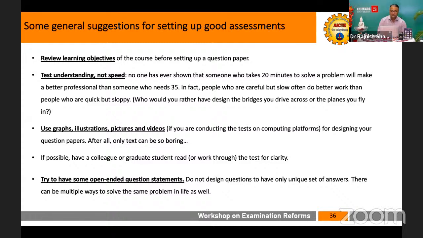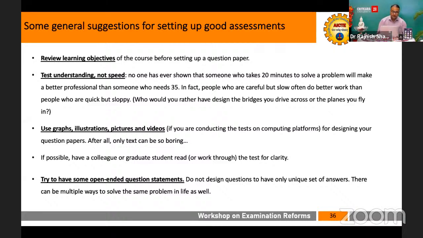Review learning objectives of the course before setting up a question paper. This suggestion was discussed in more detail in the beginning of the session also, that every course must have course learning outcomes. In the same way, every assessment should be aligned with the course learning outcomes. Very, very important. So instead of setting some random questions in the question paper, try to align your questions with course learning outcomes and definitely with the Bloom's taxonomy levels as well. That is what the focus of this whole session has been.